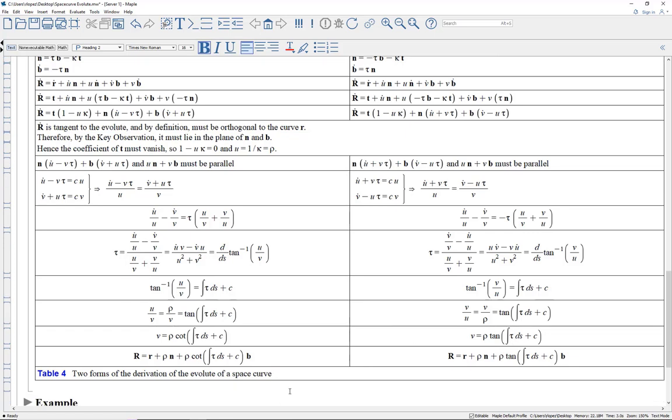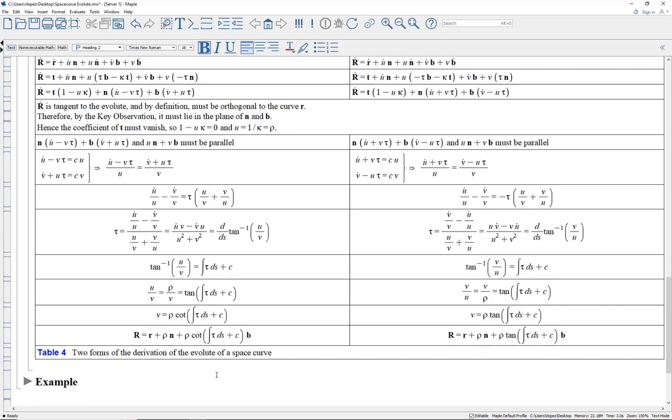Two different books, two different ways of writing the result, depending on what convention you take for the Fournier-Serret formulas. R is little r. We know that the multiplier for n is rho, and the multiplier for v is rho cotangent, the integral of the torsion, plus a constant. And here, it's rho tangent of that integral.